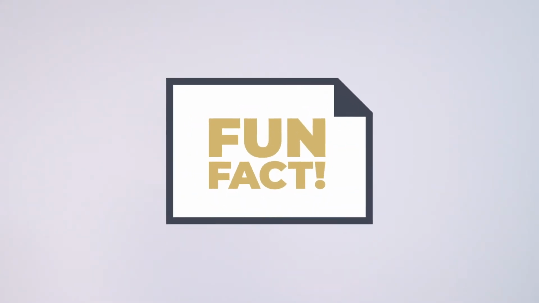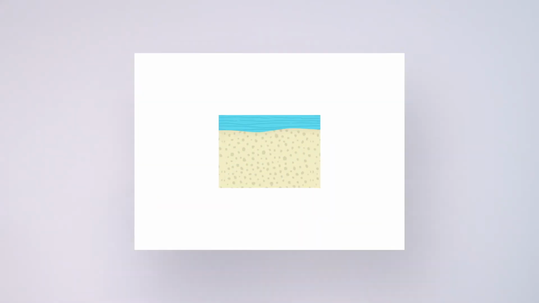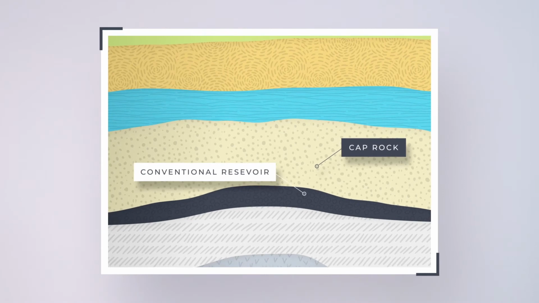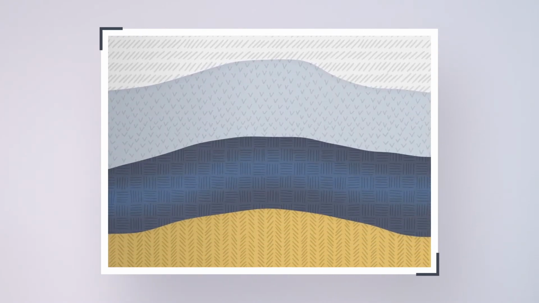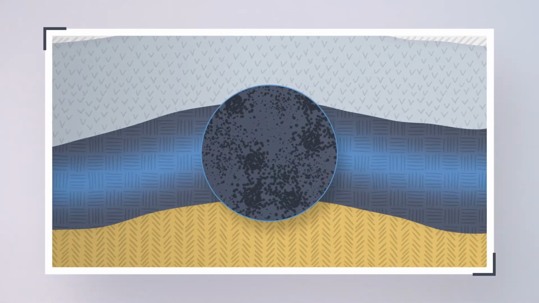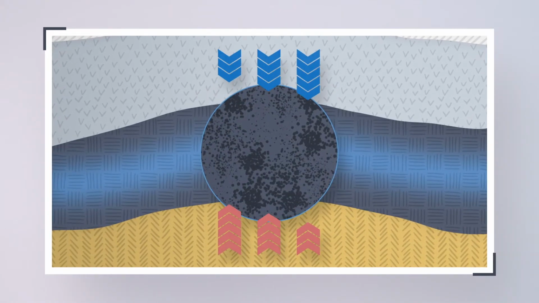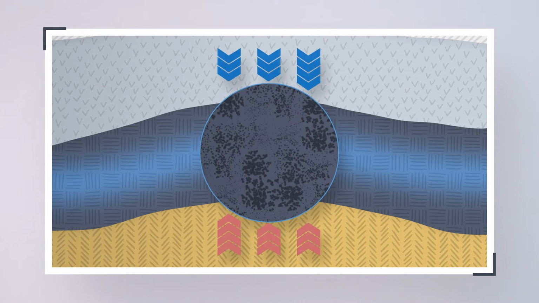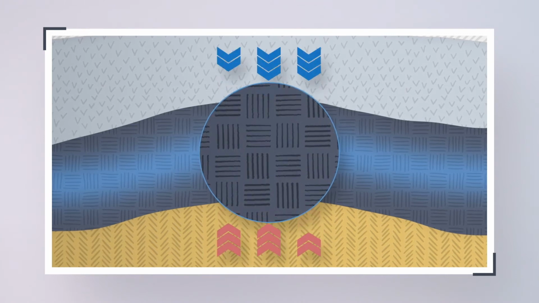Fun fact for you, the oil in these reservoir rocks didn't start there. It migrated from a different type of rock deeper within the earth, something we call source rock. Source rock was generated by the breakdown of the fossil remains of billions of tiny organisms, hence the term fossil fuels. Heat and pressure converted these organisms into oil and gas. Think of the source rock like the kitchen where the oil is cooked.